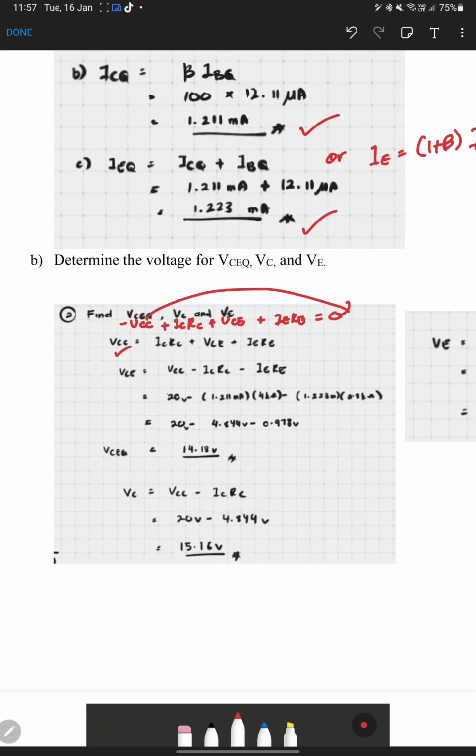Alright, if we analyze, VCC, we already got the value. ICRC also has the value. IERE also has the value. So we can easily find the VCE by rearranging our equation. We bring ICRC and IERE to the other side, so it becomes minus: VCC minus ICRC minus IERE. By replacing the values, you get the value for VCE equal to 14.18 volt.